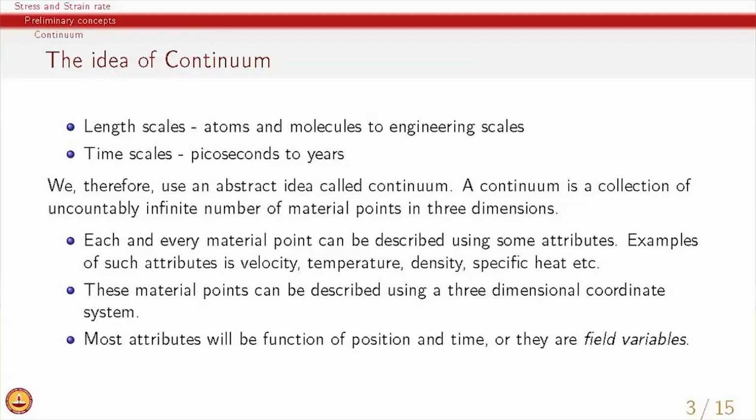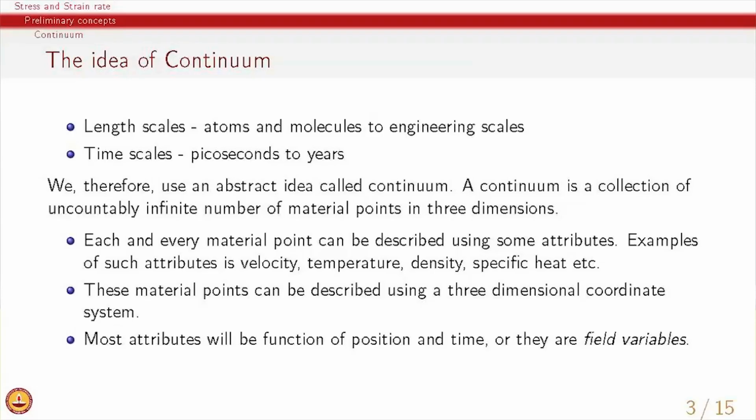So, this continuum is basically a collection of material points, and just the way we have a real number line where between any two numbers there are infinite numbers, similarly, continuum also is a collection of infinite number of material points, and between any two material points there are again infinite material points. So, therefore, each and every material point can be described using some attributes. So, basically we define a set of attributes to characterize each and every material point, and this attribute can be temperature or density or specific heat or velocity.